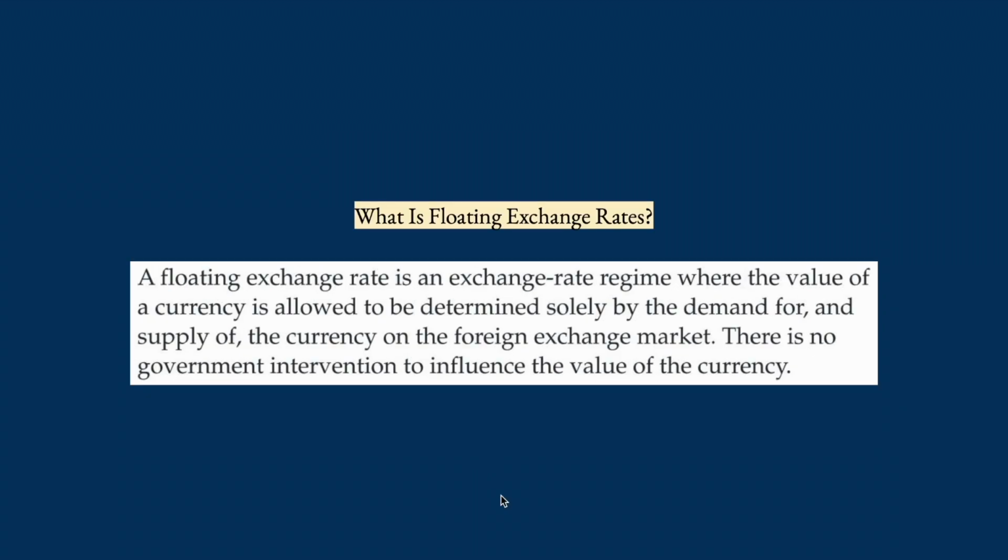But now let's talk about the next type of exchange rate system. Let's discuss floating exchange rates, which is probably the most common in the world, which by definition is an exchange rate regime where the value of a currency is allowed to be determined solely by the demand for and the supply of the currency on the Forex market. Therefore, there is no government intervention to influence the value of the currency. Hence, the people of a given country or economy get to determine the exchange rate of this given currency. So let's take a closer look at this.